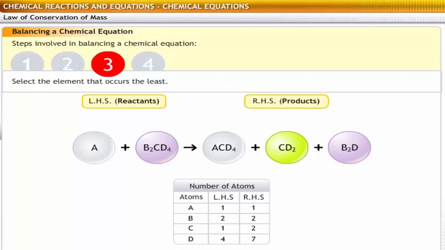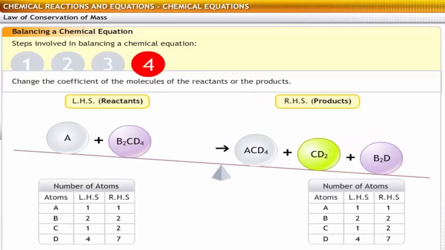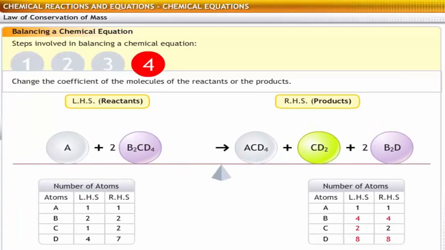Selecting the elements that occur for the least number of times in the equation. Balancing typically starts with such elements where the number of atoms is not equal on both sides. Changing the coefficient of the molecules of reactants or products as required. You should continue balancing the atoms in this manner till you have covered all the elements in the equation. In the end, do a final check to confirm that the number of atoms on the reactant side and the product side have been properly balanced.